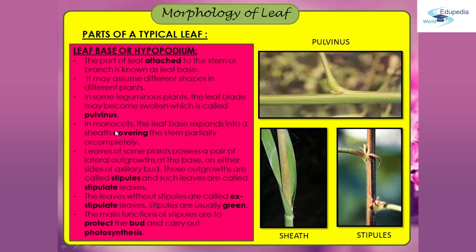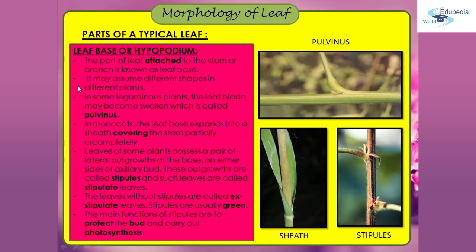In monocotyledons, the leaf base expands into a sheath-like covering. As you can see, it has become a sheath-like covering that covers the stem partially or completely. Then that is known as the sheath. So the sheath is only found in monocots.